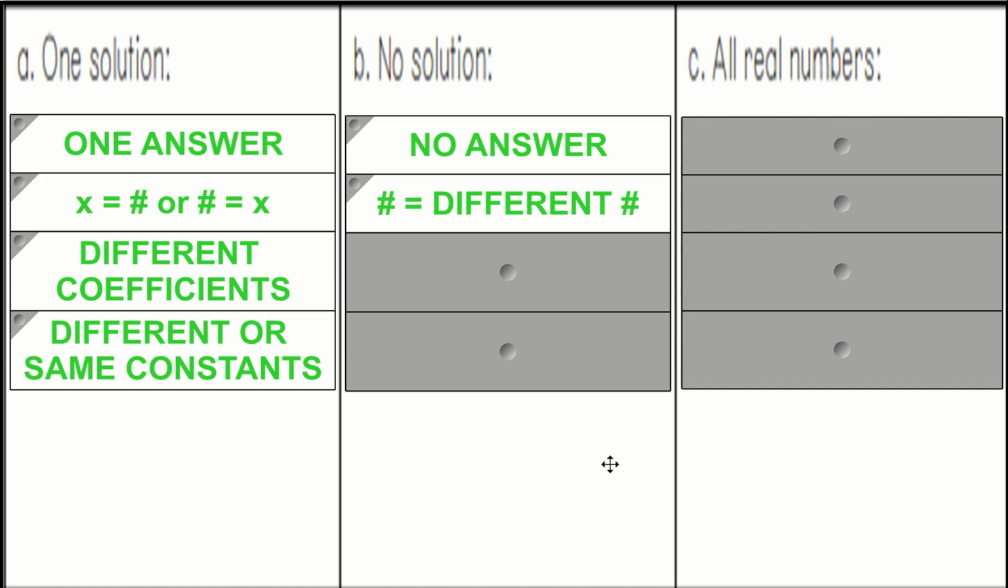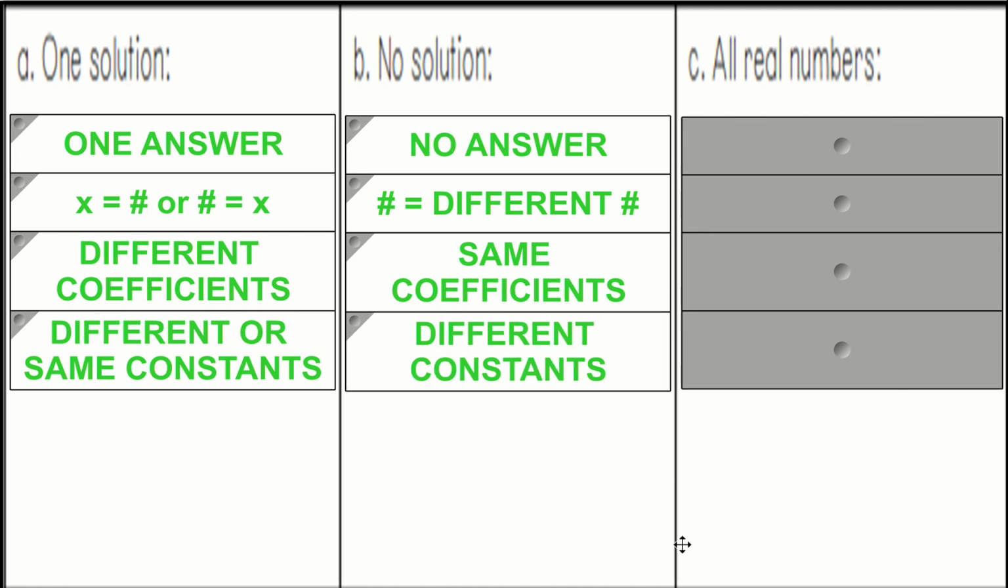After you distribute and combine like terms, if there's no solution, your coefficients will be the same. So 4x and a 4x, or a 2x and a 2x. If the signs are different, that means they're different, okay? -2 and +2 aren't the same thing. And then your constants are going to be different. That's how you end up with that 3 equals 7 by the different constants.